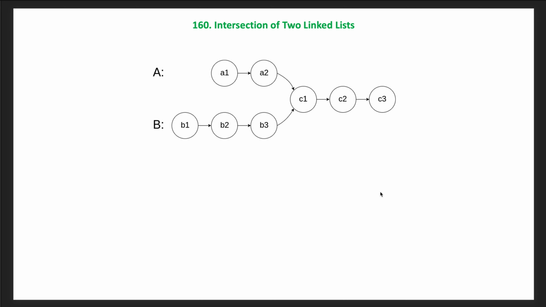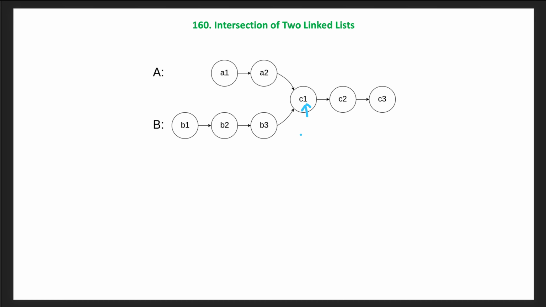Let's solve the problem intersection of two linked lists. Given two linked lists' head nodes, if they are intersecting, then we have to return the intersecting node. So here in these two lists, this is the intersecting node and we have to return C1 as the result. And if there is no intersection, then we just need to return null. So how will we solve this problem?